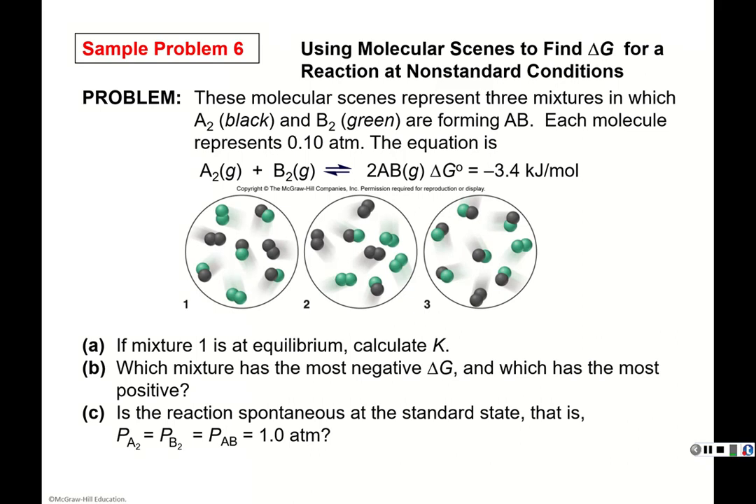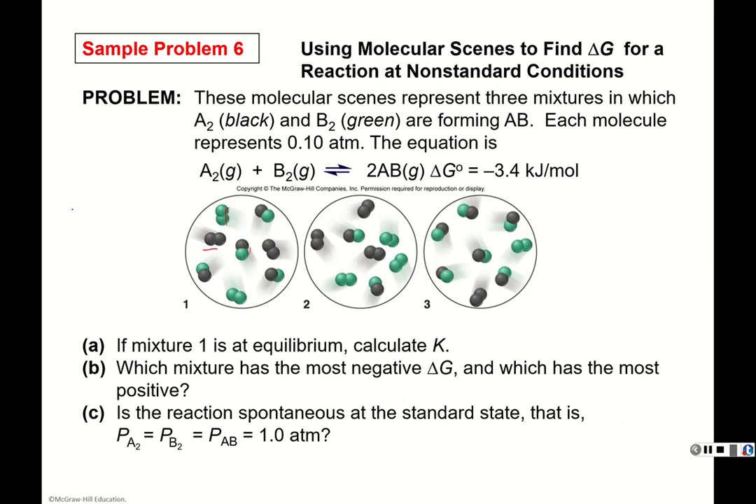Okay, so let's try another one of these problems. We have 3 molecular scenes. We have A2, which is black, B2, which would be green, and then they form AB, which would be a mixture of the two. And that's given by this reaction. Each molecule represents 0.1 atmospheres, so they have the same partial pressures. The delta G naught value here is negative 3.4 kilojoules per mole. First part, A, if mixture 1 is at equilibrium, calculate K.